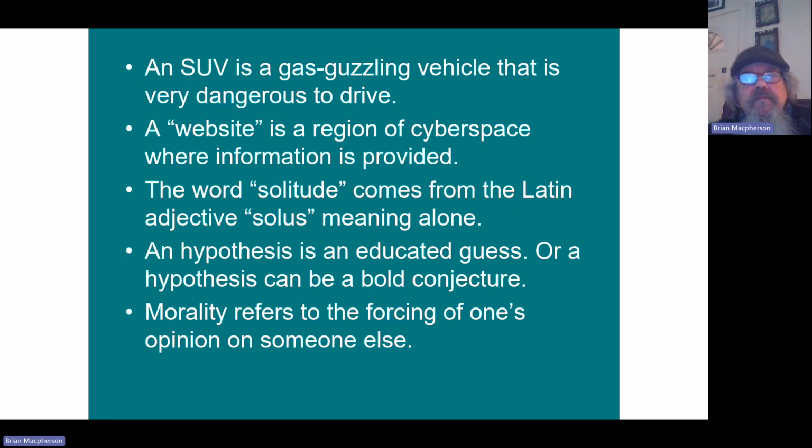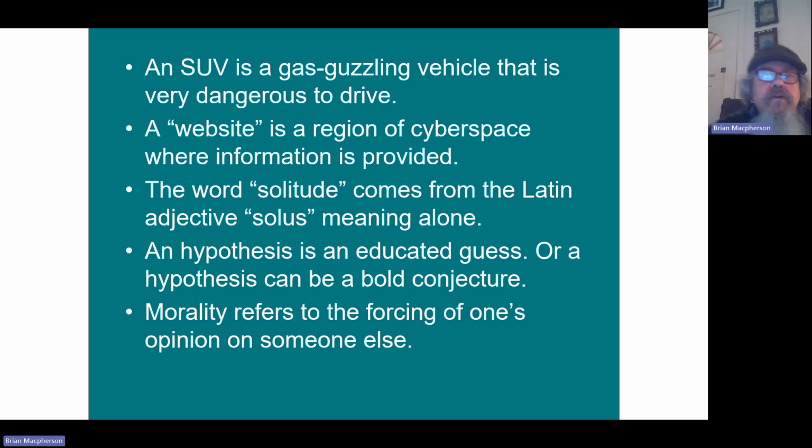A few more examples. An SUV is a gas guzzling vehicle that is very dangerous to drive. Well, I would say, first of all, it's intentional because it doesn't list kinds of SUVs, right? It just lists characteristics. So it's got to be intentional. And I would say that it's genus and difference because vehicle is a very general term. Gas guzzling, dangerous to drive are specific differences. So I think the best take here is it's an intentional definition by genus and difference. But notice how negative it is, right? So I would say that it is being used persuasively. It's being used to give people a negative attitude towards SUVs.